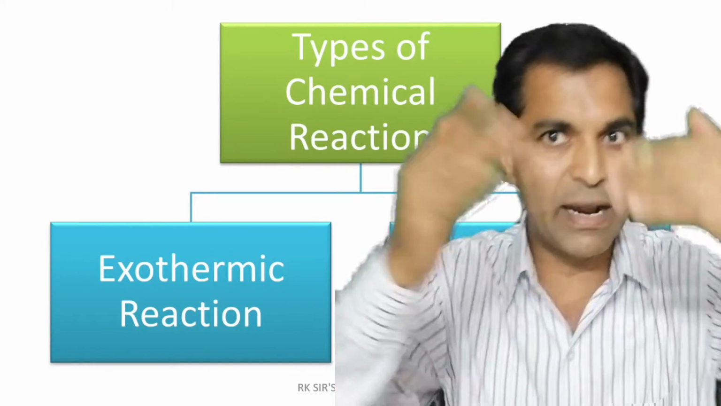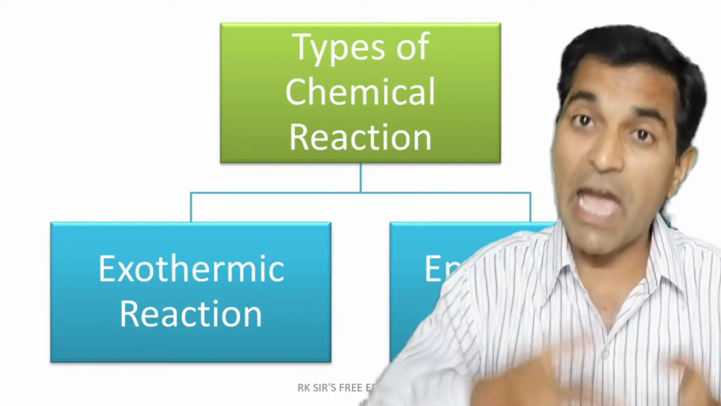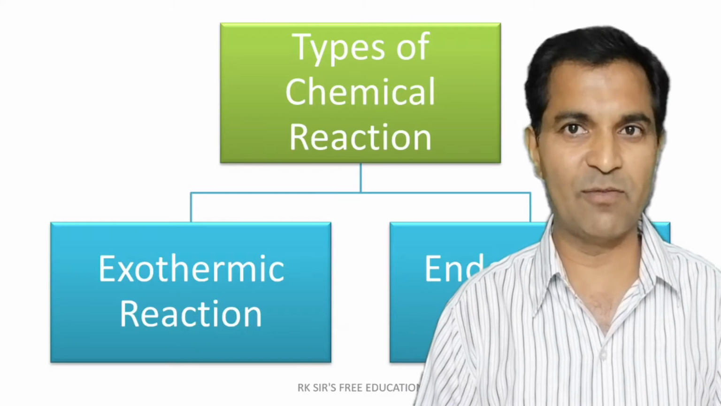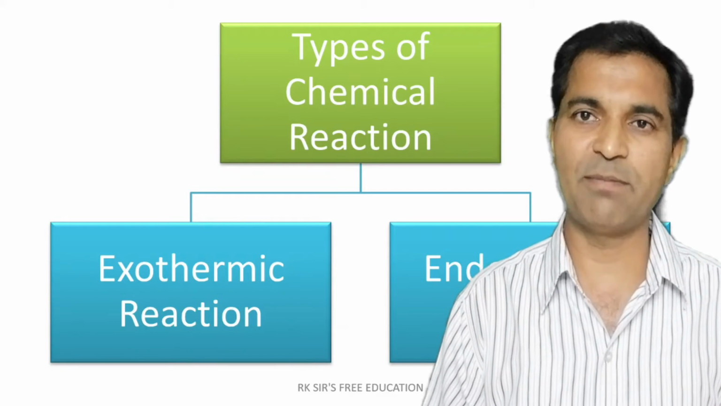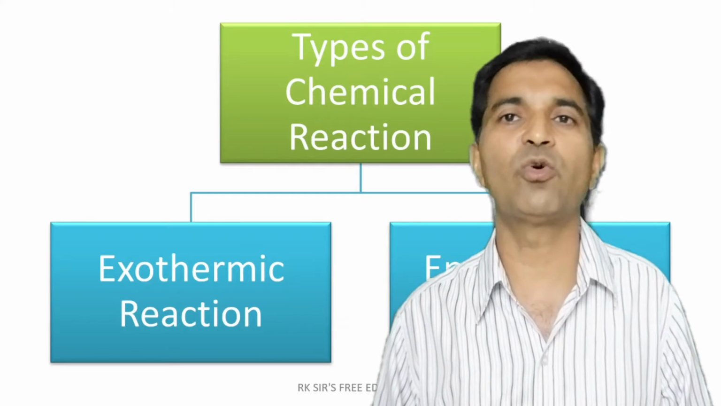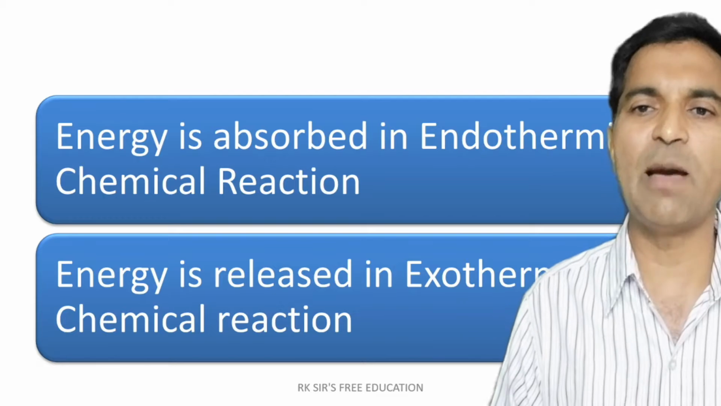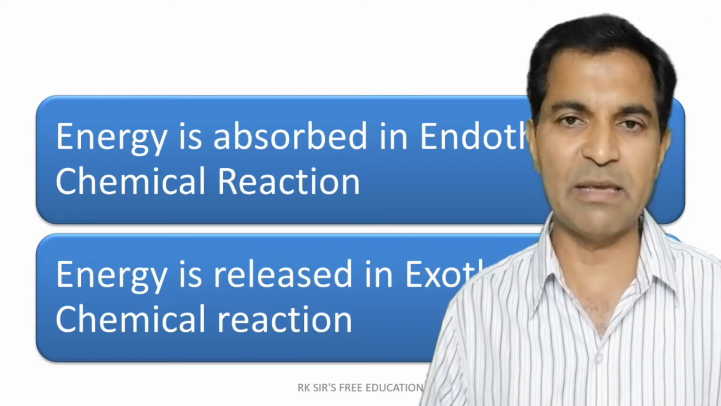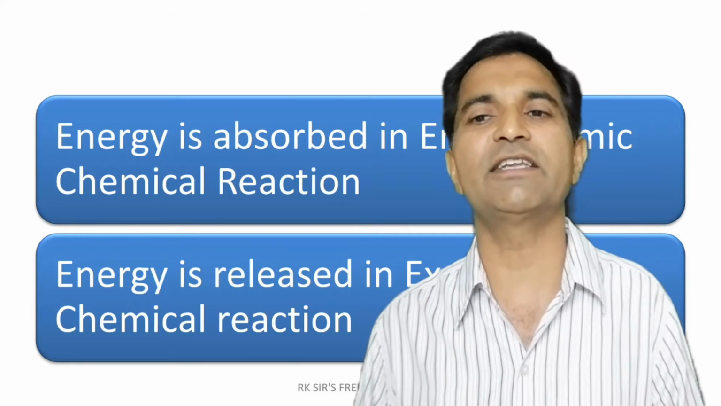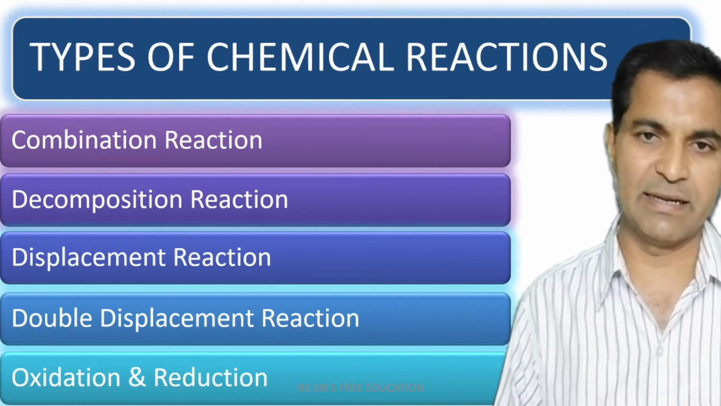And endo, अंदर आ जाओ भाई. In endothermic reactions heat will be absorbed, meaning a cooling effect will be there. For example plants, वो एक्चुअली endothermic reaction करते हैं और हमें cooling देते हैं. So energy is absorbed in case of endothermic chemical reactions and energy is released in case of exothermic reactions. Now, types of chemical reactions.